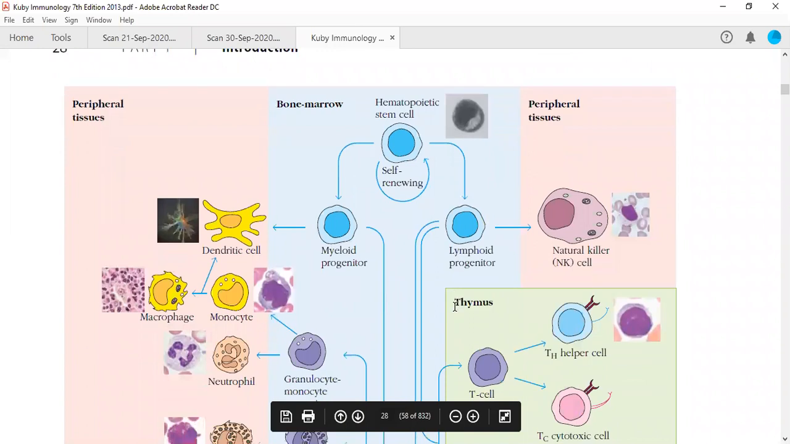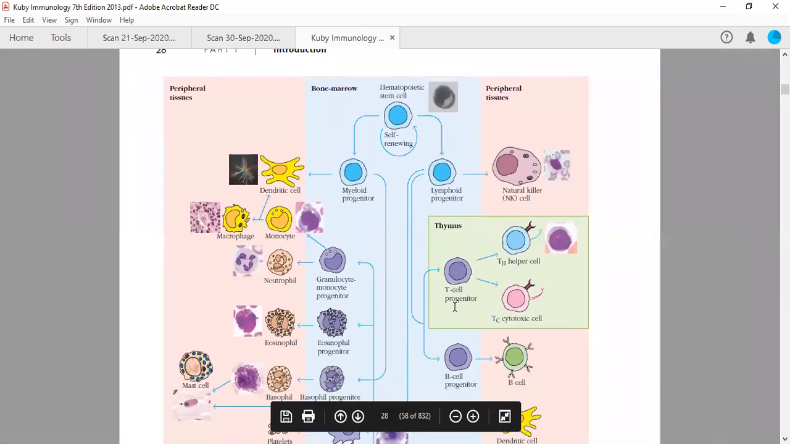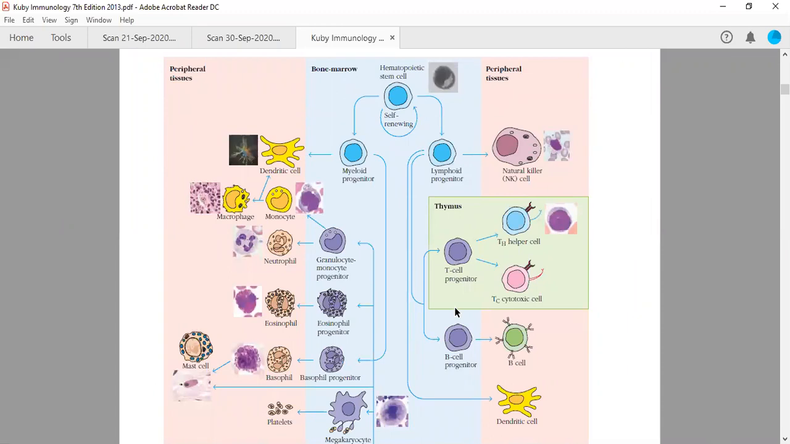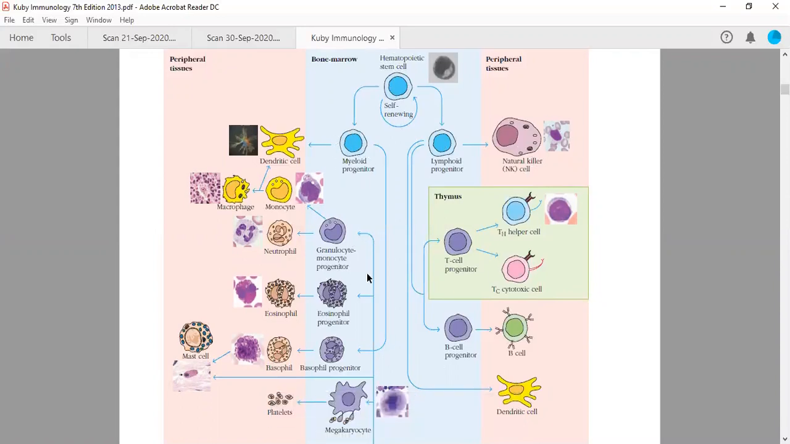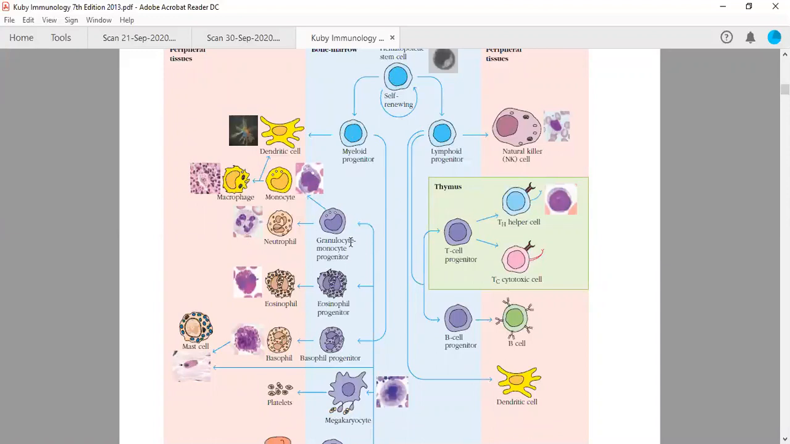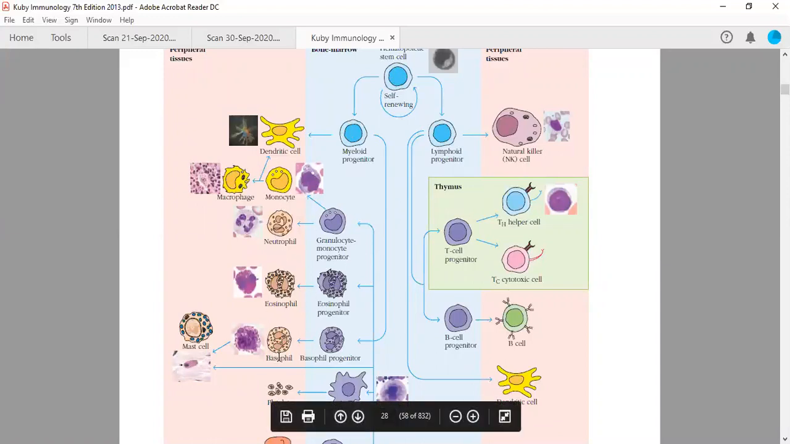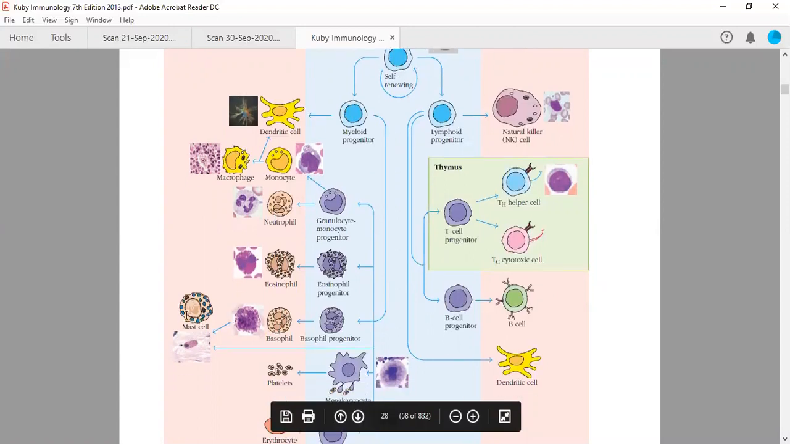We have discussed this pathway many times, and this is very, very important, because during hematopoiesis, the stem cell, which is a self-renewing cell, will give rise to two types of cells, myeloid progenitor and lymphoid progenitor. Out of lymphoid progenitor, the lymphoid cells, B, T and NK cells will be produced along with dendritic cells. And the myeloid progenitor cell will give rise to different types of cells in the blood. For example, granulocytes: neutrophils, eosinophils, basophils. Basophils can also give rise to mast cells.